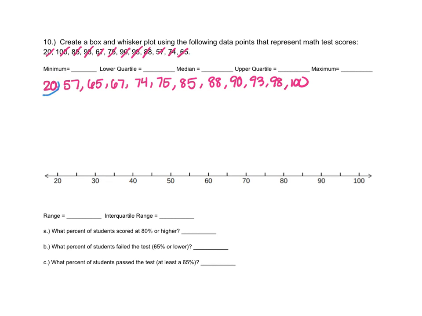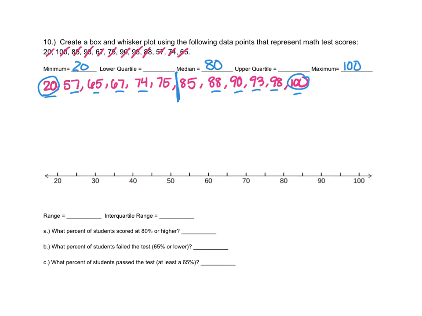The minimum is the lowest number, 20. The maximum is the highest number, 100. And the median you find by counting each end to get to the center. So we have 2. So technically the median would be right in between 75 and 85, which is 80.